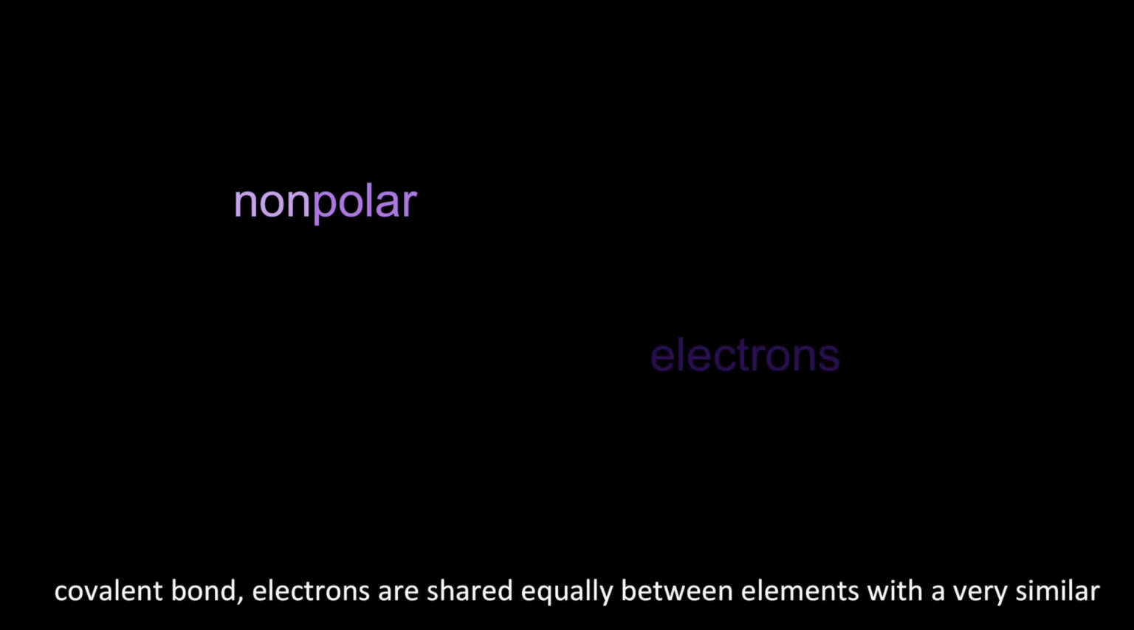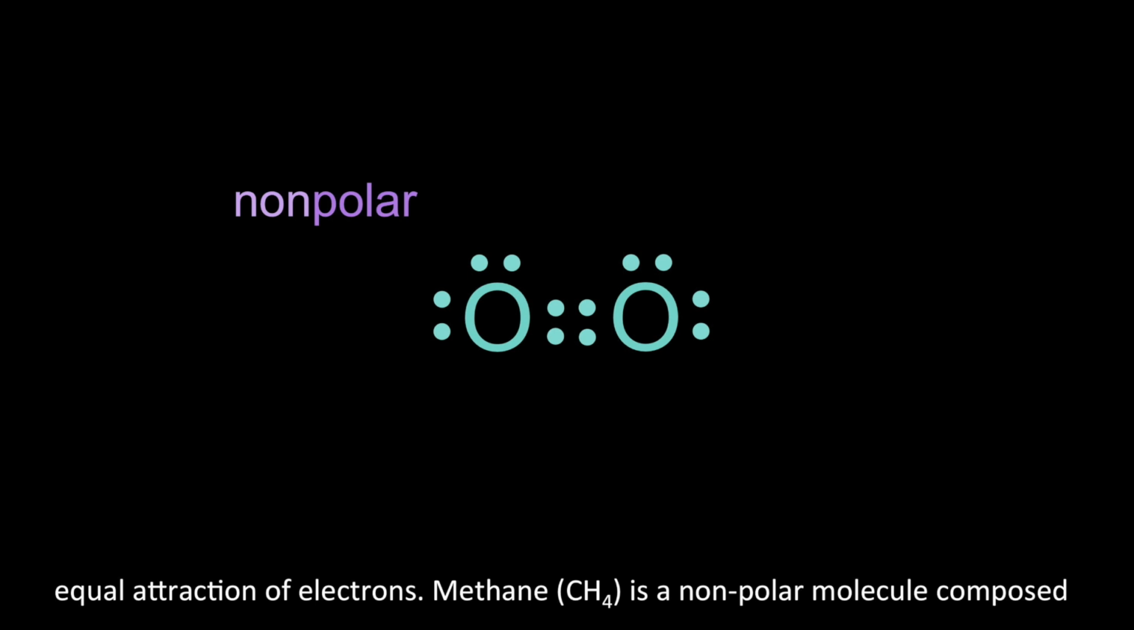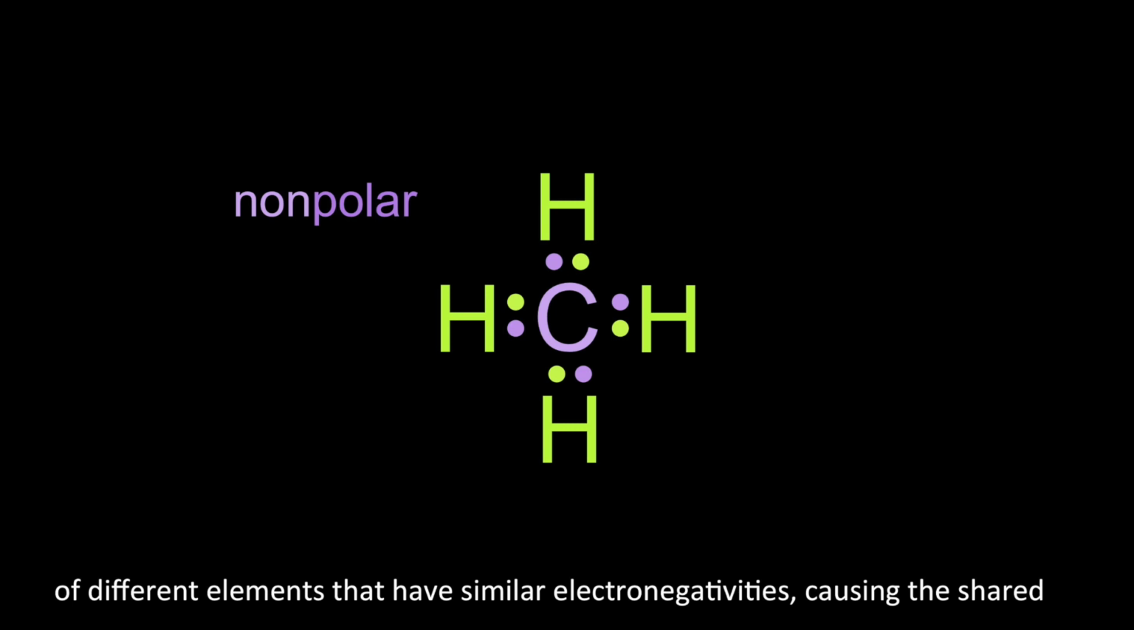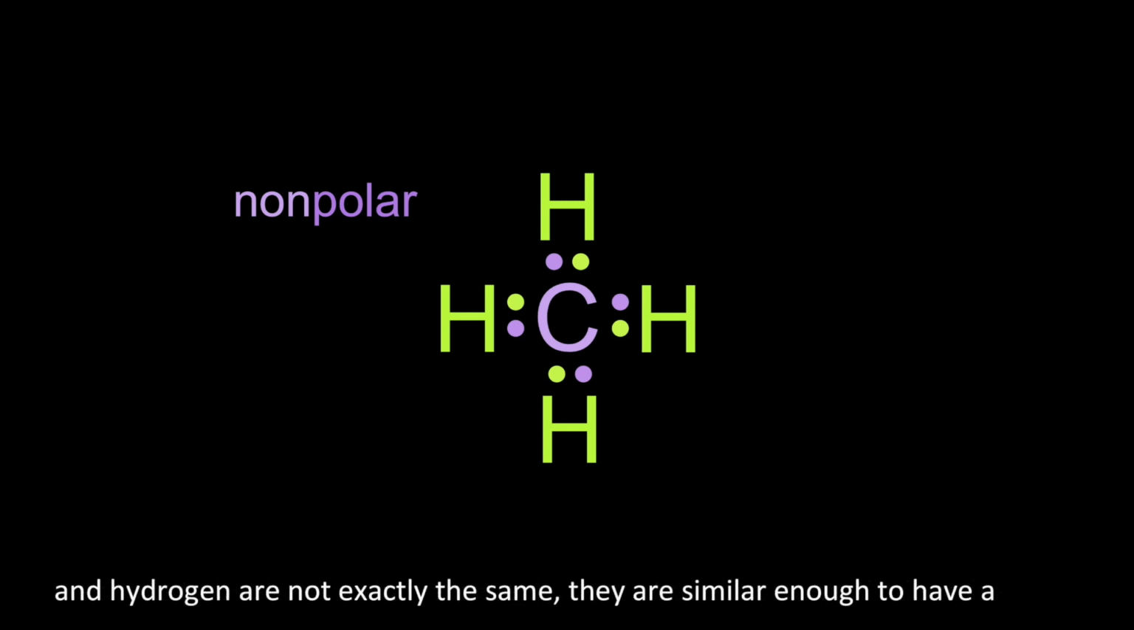In a nonpolar covalent bond, electrons are shared equally between elements with very similar electronegativities. Molecular oxygen, O2, is an example of a nonpolar covalent molecule. As the 2 atoms are composed of the same element, they have an equal attraction of electrons. Methane is a nonpolar molecule composed of different elements that have similar electronegativities, causing the shared electrons to be shared relatively evenly. While the electronegativities of carbon and hydrogen aren't exactly the same, they are similar enough to have relatively equal distribution of the shared electrons.